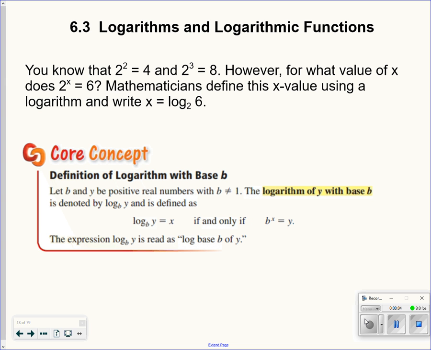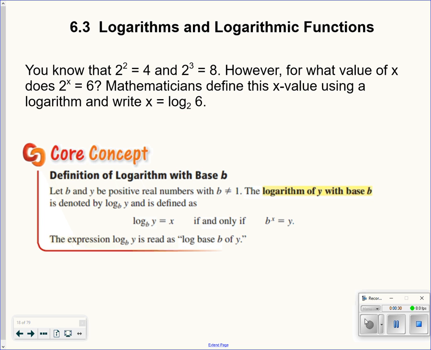Honors Algebra 2, Section 6.3 is on logarithms and logarithmic functions. This is a very, very important section as we go through the rest of the chapter. So here we go. You know that 2 squared equals 4 and 2 cubed equals 8. However, for what value of x would 2 raised to the x equal 6? Mathematicians define this x using a logarithm. So x equals log base 2 of 6.